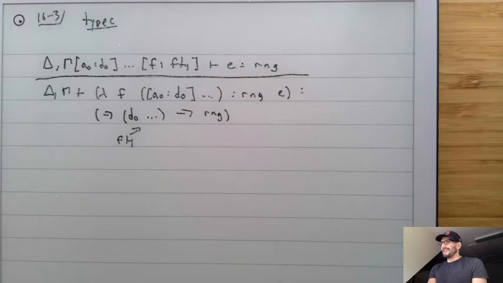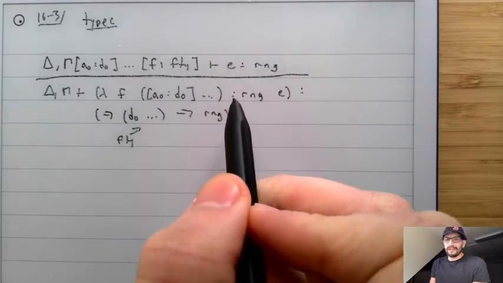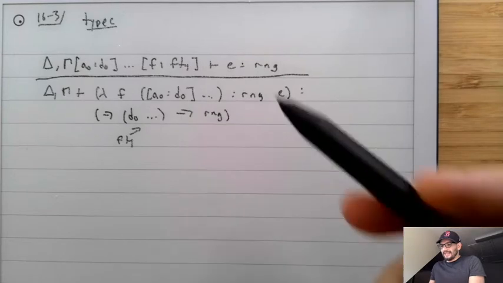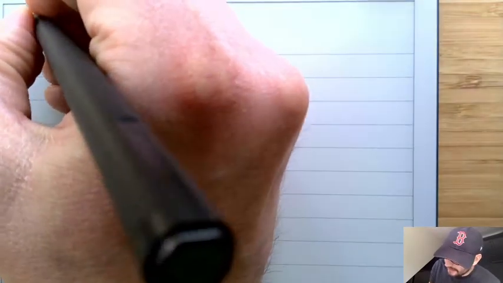And notice that because we require the programmer to specifically write down what the types of all these things are and the range, that's why we can synthesize the type of f. We don't have to do any guessing or inference or anything like that.